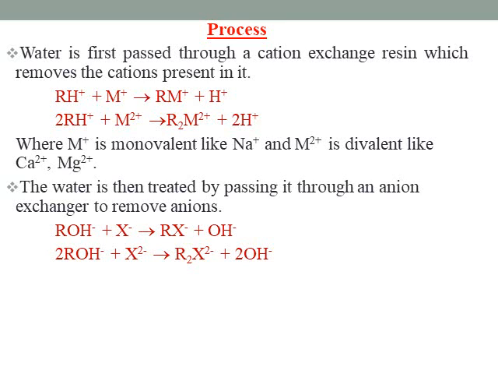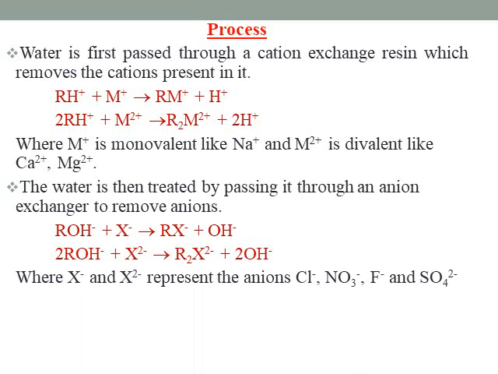Now the same water, after passing through the cation exchanger, is passed through the anion exchanger, which can exchange only the anions but not the cations. All the anions are exchanged, releasing OH minus into the solution. So the water is free from all the cations as well as the anions, and it contains only H plus and OH minus, which is nothing but free water.